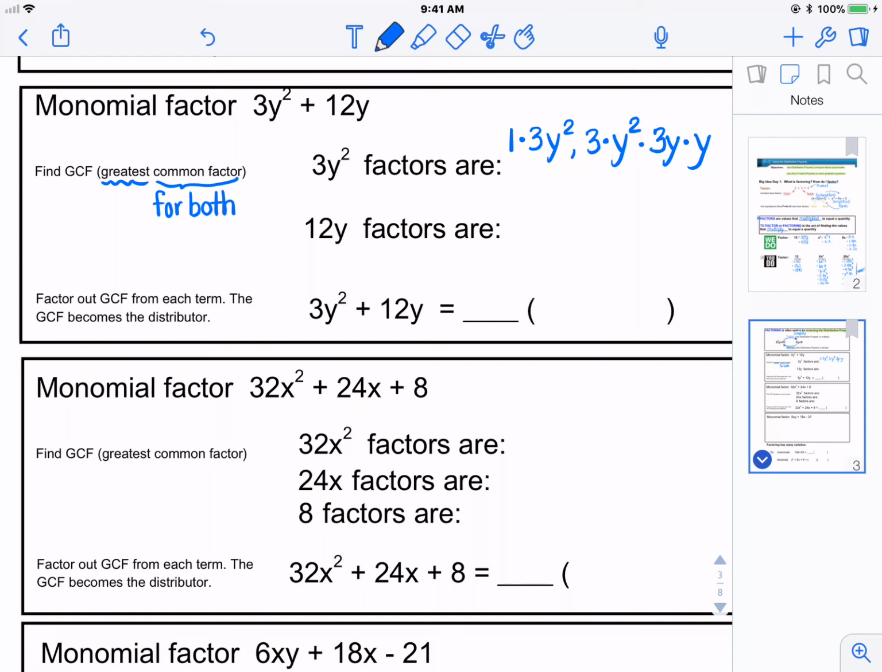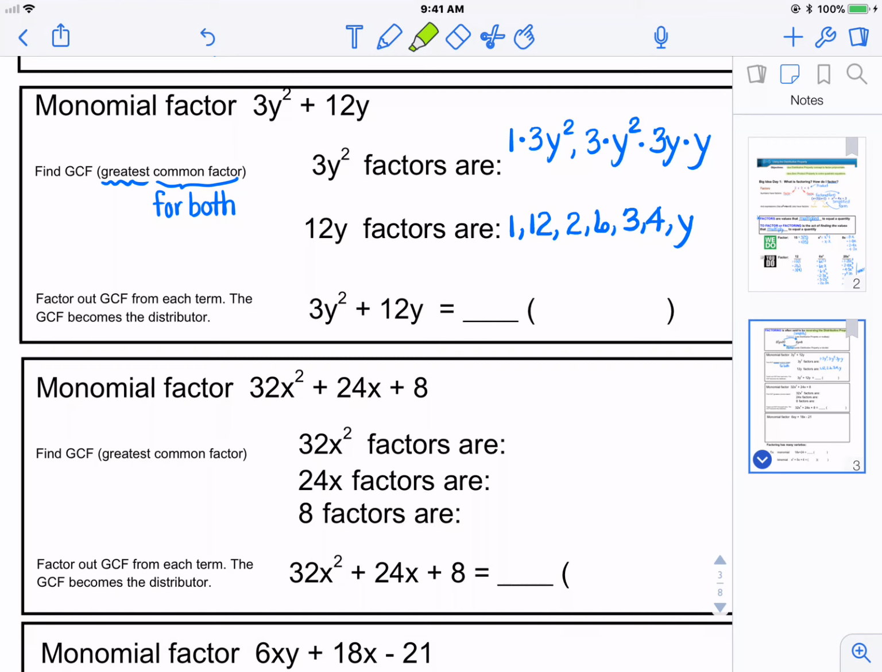And for 12y, instead of listing each set of factors, I'm going to list all the factors of 12, which are 1, 12, 2, 6, 3, and 4. And then there's definitely got to be a factor of y, and if I multiply different combinations of those, I could get 12y. So I want to look through my list and see what they have in common.